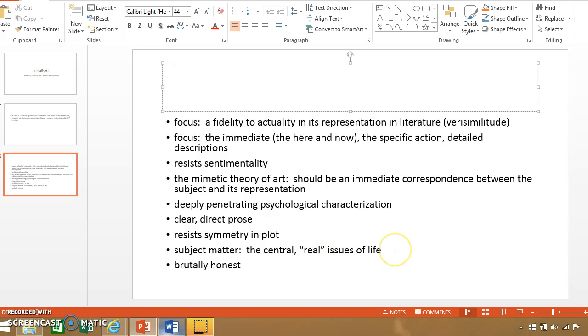The subject matter centers around the central real issues of life. The things that you tend to look over, things that you take for granted, or things that are ugly, that nobody likes to talk about. In summation, it is brutally honest.